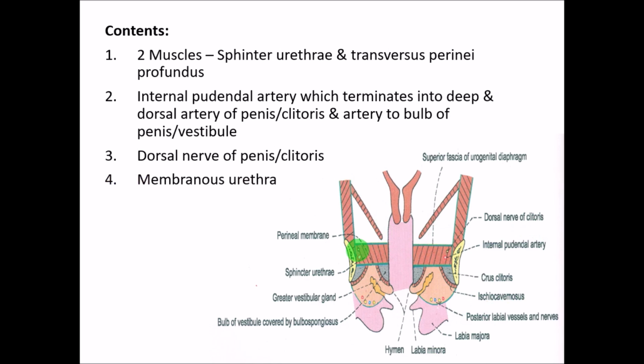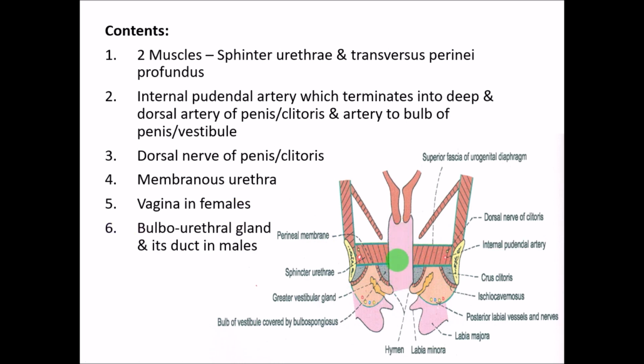Okay, then there is also the membranous urethra. You saw there is an opening. In case of male it will be just one opening, in case of female it will be two. Okay, so in case of female there will be an additional opening called the vaginal opening, that is for the vagina.